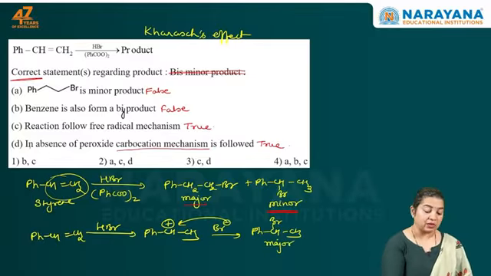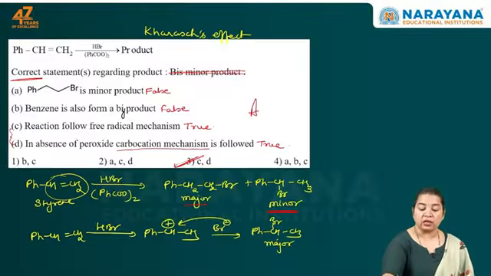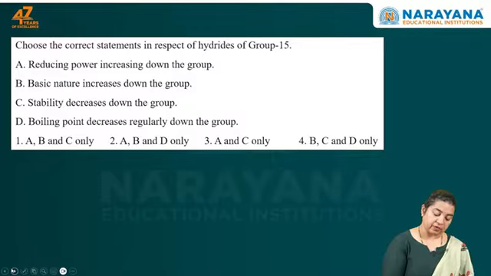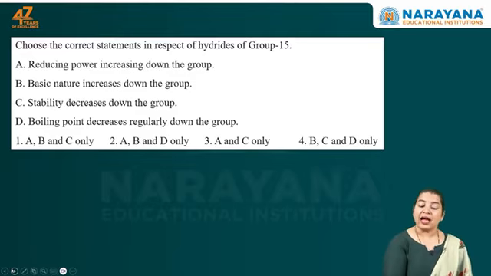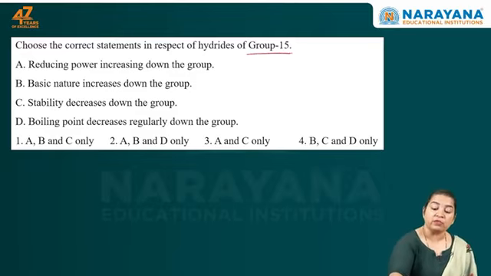So, searching for the best combination of C and D: BC, ACD, CD. So, the answer for this question is the third. Third is our answer. Moving to the next question: choose the correct statements in respect of hydrides of group 15.